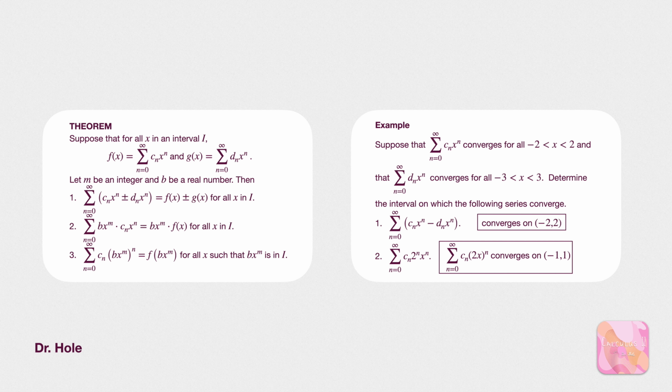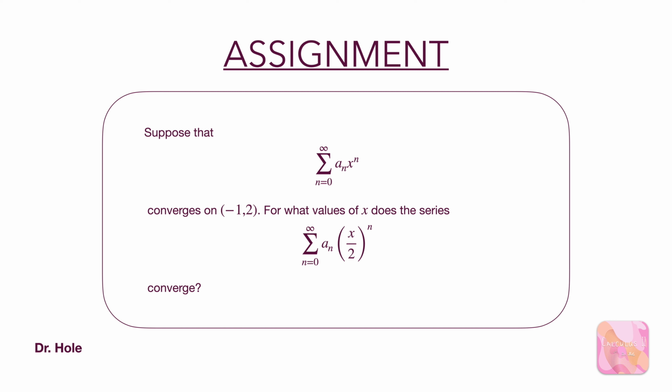Nice. Okay, so that's this theorem. And then here's an example for you to apply. We're given our function f, power series representation, the interval of convergence. What if we manipulated things such that we're not just taking x to the n, but we're taking x over 2 to the n? How does that affect the interval of convergence? Good.